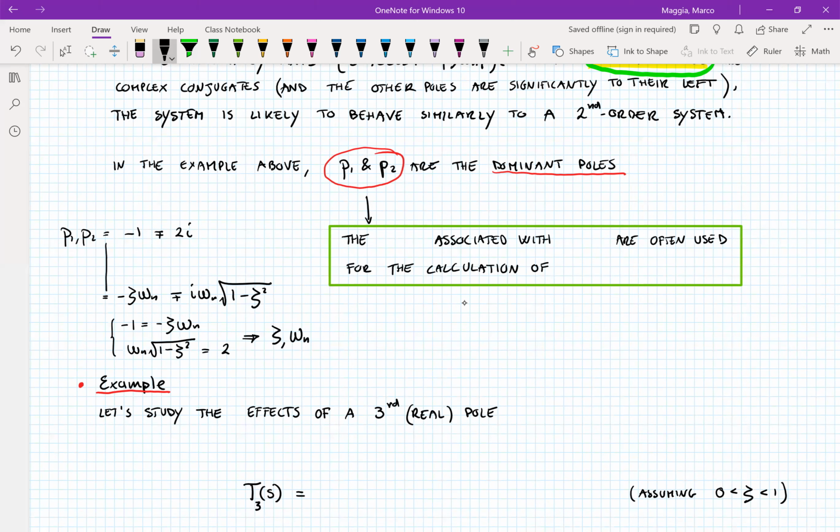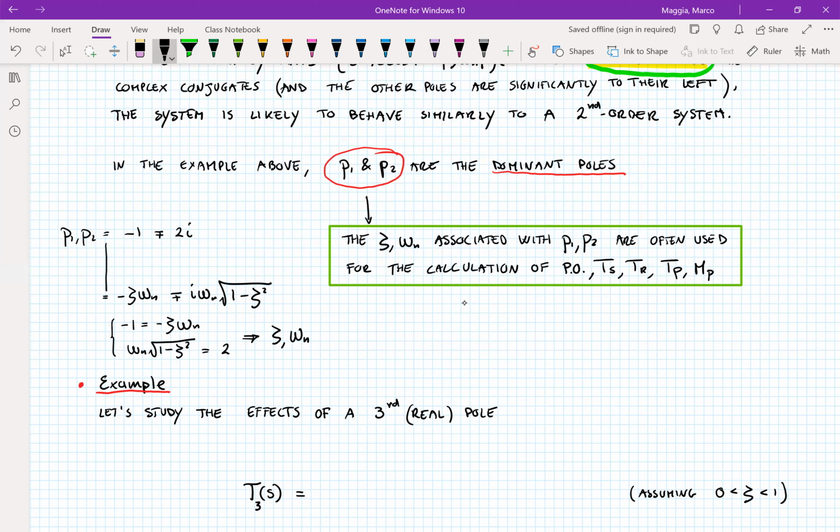Now that we have zeta and omega n, we can calculate all the performance parameters. So now we have the damping ratio and the natural frequency associated with the dominant poles, P1 and P2, which can be used in order to calculate the percent overshoot, the settling time, the rise time, the peak time, and the peak value using the formulas that I provided you previously. Very nice, right? And that's exactly what is done.